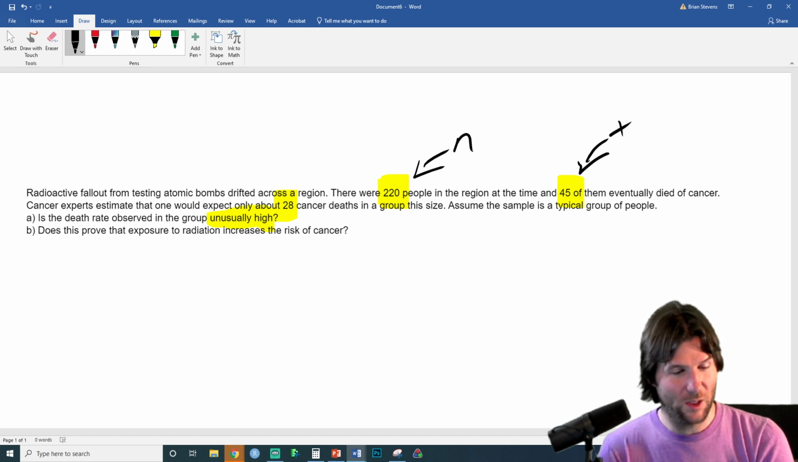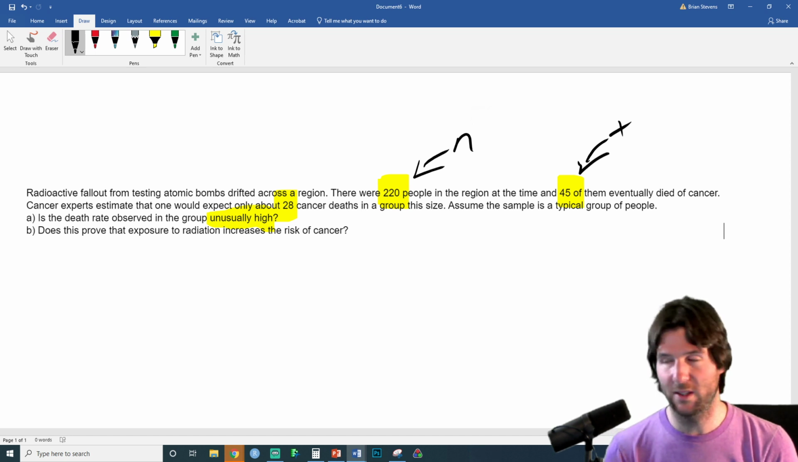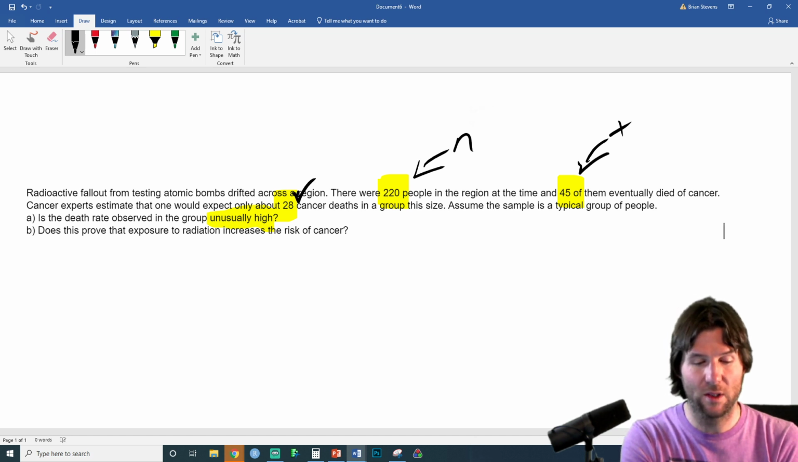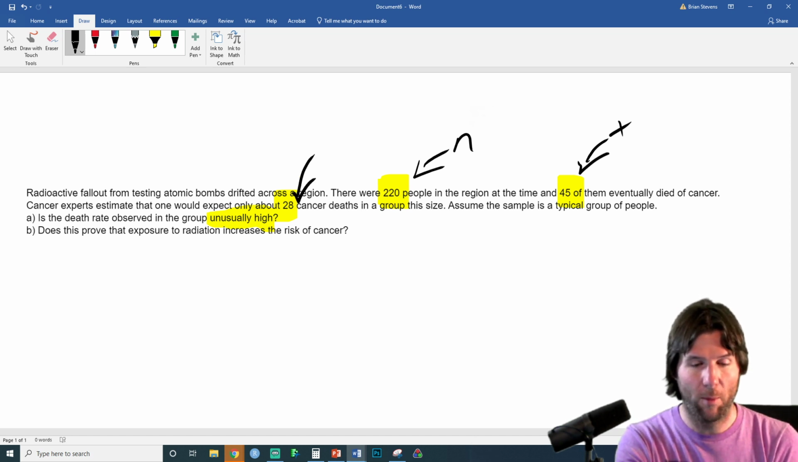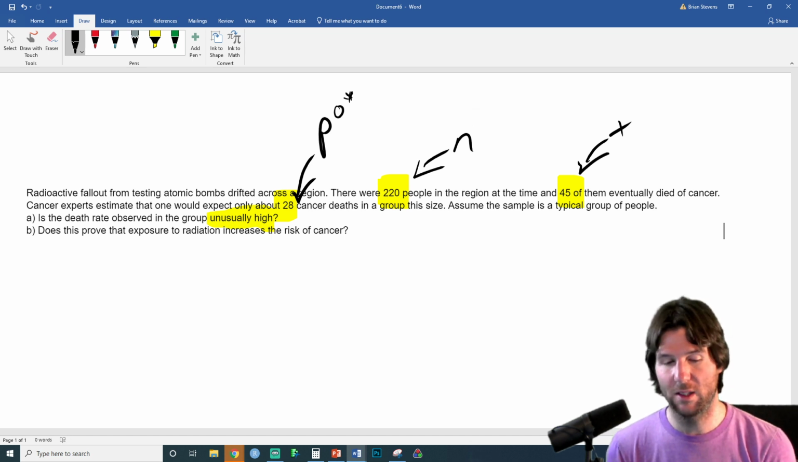Cancer experts estimate that one would expect only about 28 cancer deaths in a group this size. Assume the sample is a typical group of people. So that's kind of saying it's random, like they randomly got these people. But this right here is going to lead into P naught. I'm going to put a star on it. It's like P naught star, because it's giving us information about P naught. It's not actually P naught, because P naught needs to be a proportion between certain numbers.